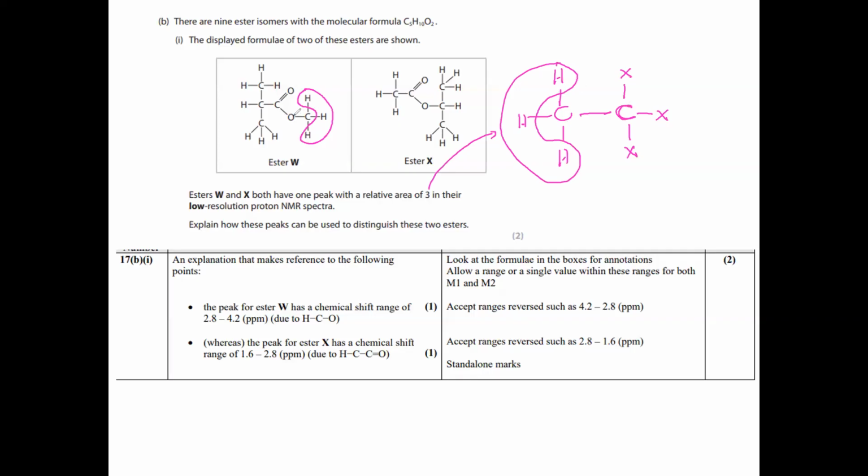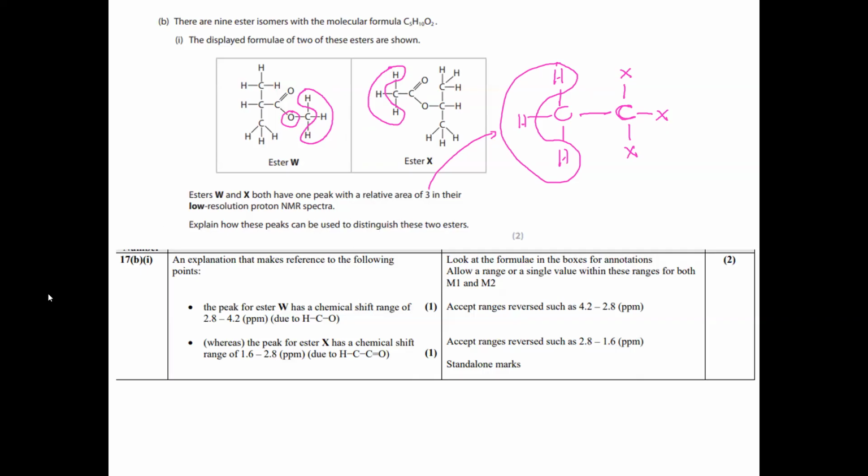So here when I look at this one, there's no adjacent carbon, right? Which means there cannot be any sub peaks for this one. And if you take the next one, this one also has one environment with 3 hydrogen, and in the adjacent carbon there's no hydrogen. So that means these two are the singlets you can have, right? Explain how these peaks can be used to distinguish these two esters.